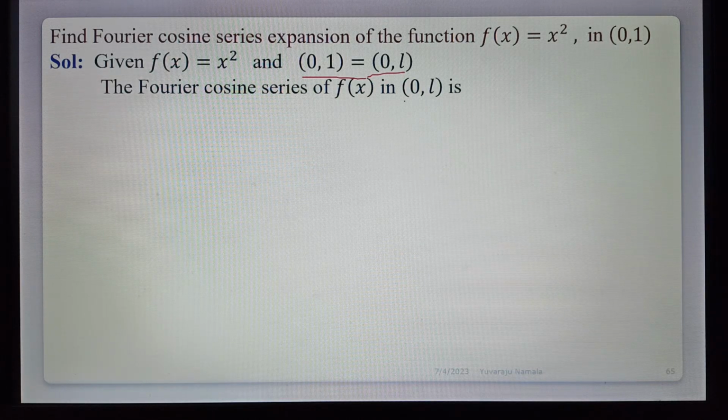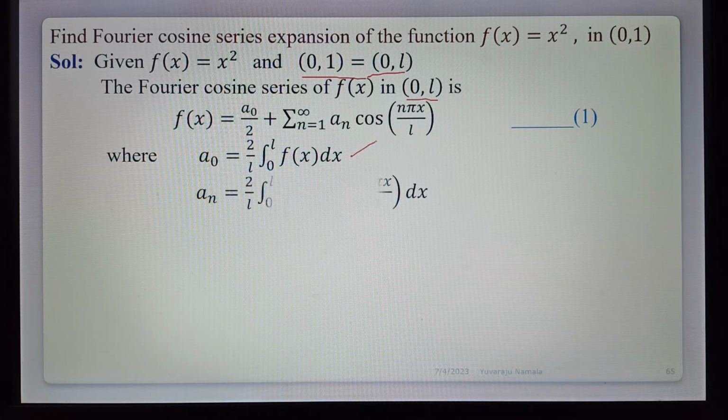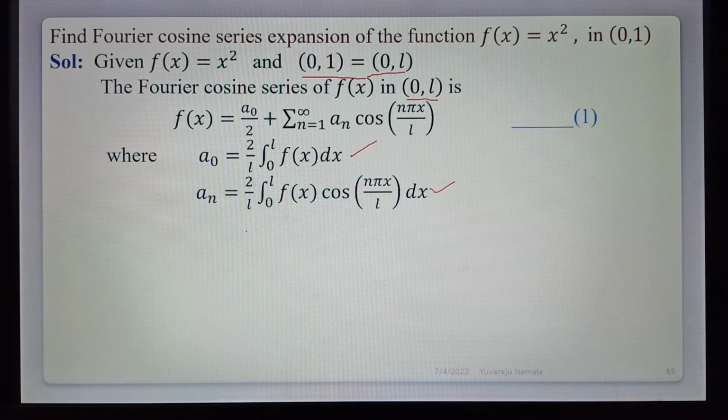So in the interval 0 comma L, the half range cosine series is f of x is equal to a0 by 2 plus summation n is equal to 1 to infinity an into cos n pi x by L. A0 is equal to 2 by L integration 0 to L f of x into dx. An is equal to 2 by L into integration 0 to L f of x cos n pi x by L into dx. So first finding the a0 value.